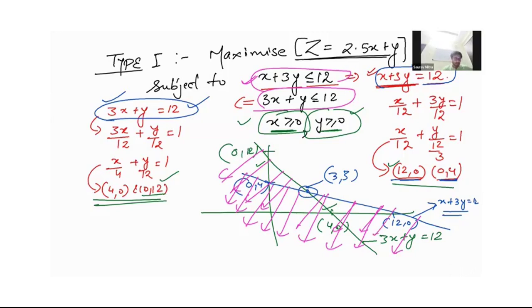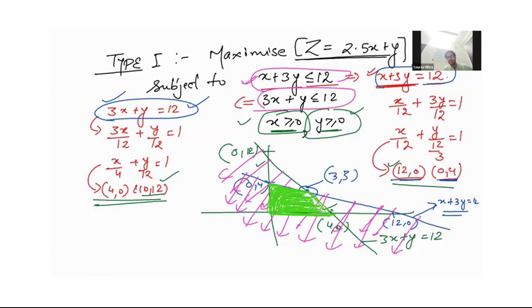Clear? So now you have to identify the common area in both the graphs. The common area to both the graphs, the common shaded area, is here. So here you have this shaded region which is common for both the straight lines, for both the equations.